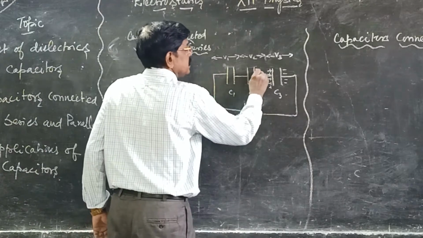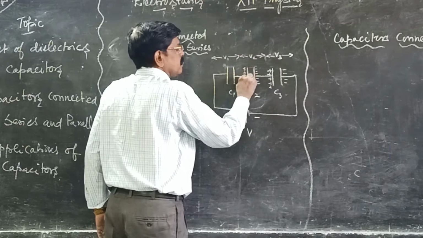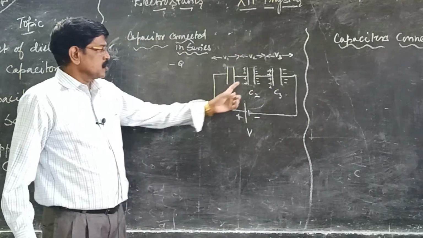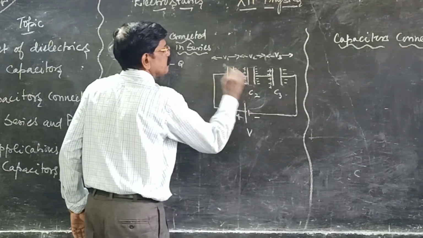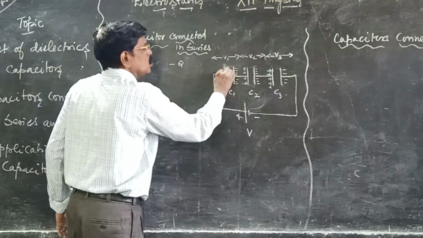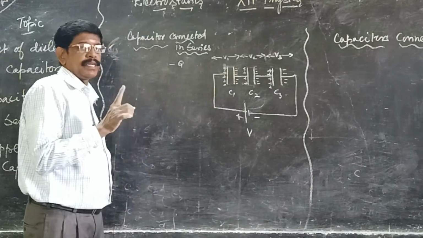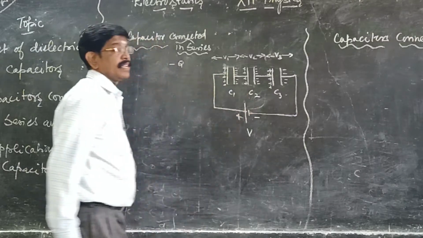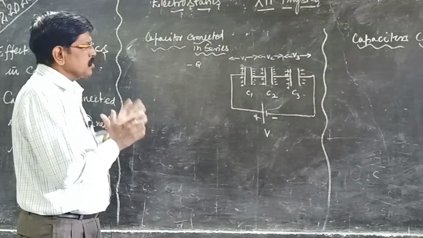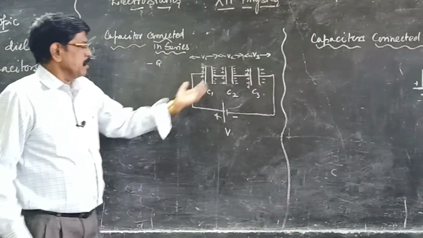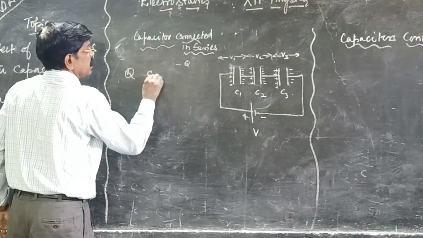Then the negative charges will come here. This will cause the same amount of charge to move out of this plate, so it becomes positive. Those negative charges will come here, causing the same amount of electrons to move out of this plate, making it positive. Finally, the same amount of electrons will reach the positive terminal. So in this case, the same charge is produced or accumulated in each and every capacitor. Now you can say Q remains the same.